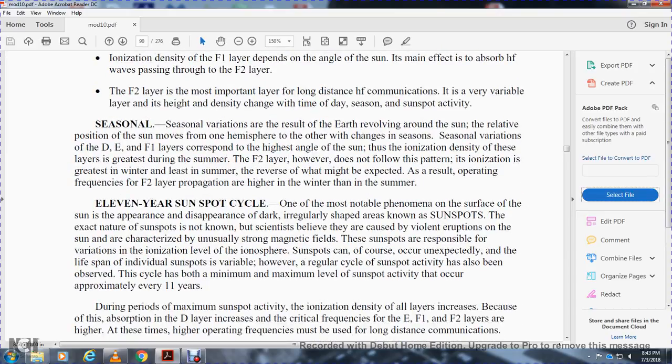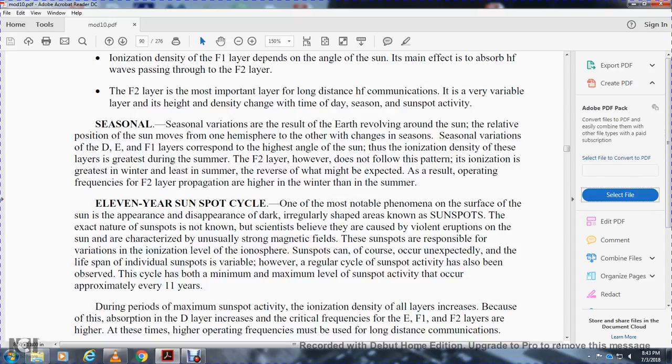All right, seasonal. The seasonal variation is the result of the Earth revolving around the sun, relative to the position of the sun with the move of the hemisphere. The seasonal variation of the D, E, and F1 layers corresponds with the highest angle of the sun. The ionization density of these layers is greatest during the summer. The F2 layer, however, does not follow this pattern. The ionization is greater in the winter than in the summer, the reverse of what might be expected.